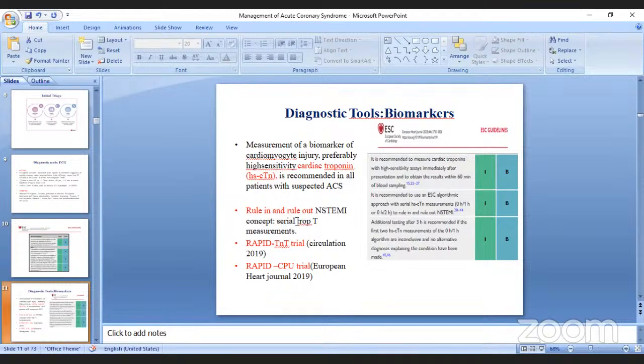This rule in, rule out of NSTEMI with serial troponin-T measurements has shown good validity, especially with a negative predictive value, in trials such as the RAPID-TnT trial, which was published in Circulation in 2019, and the RAPID-CPU trial, which was published in the European Heart Journal in 2019. An additional testing after 3 hours is recommended in case these initial 0 hour and 1 hour, or 0 hour and 2 hour measurements were inconclusive and no alternate diagnosis was found.